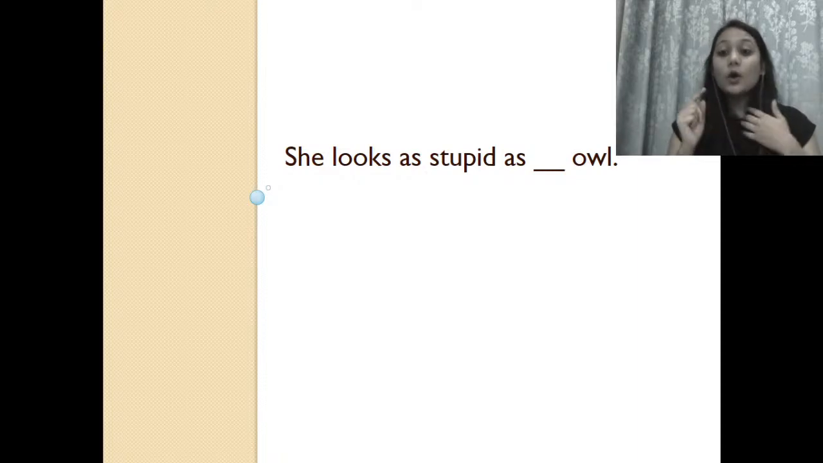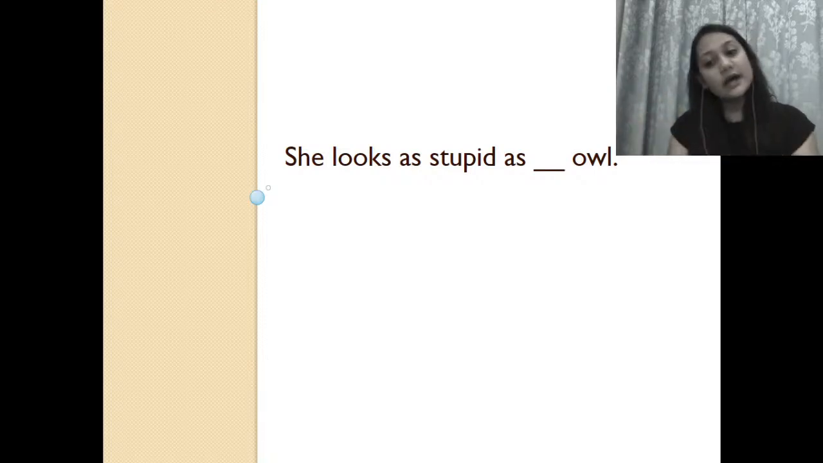Owl. Pronunciation is owl. It is beginning, I mean, the sound. So the alphabet is O, but the sound is "ow", right? That is why we are going to use "an" here. Are we on the same page? Are you getting what I'm trying to say?